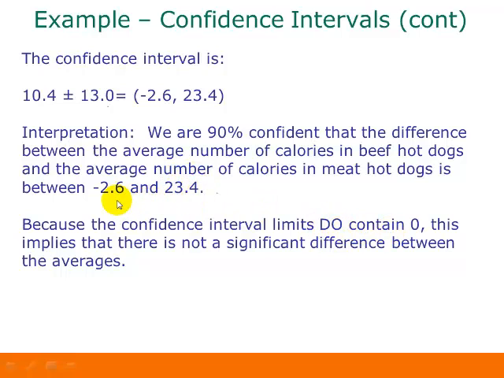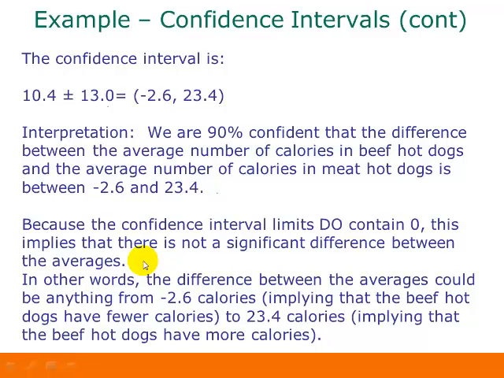That means that 0 is included in this interval. That means that our true difference between the two population means could actually be 0, which would mean that the two population means are actually the same. So this implies that there's not a significant difference between the two averages. In other words, the difference between the averages could be anything from negative 2.6 calories, implying that the beef hot dogs have fewer calories, to 23.4 calories, implying that the beef hot dogs have more calories. So this isn't giving us an answer as to which one actually has more and which one actually has less.